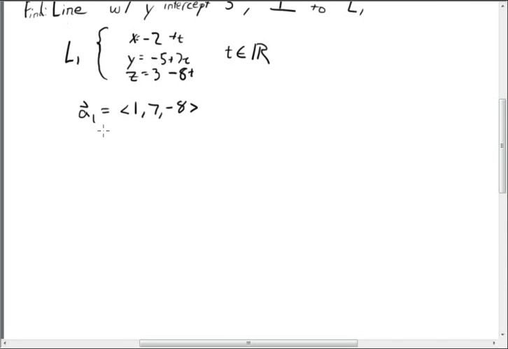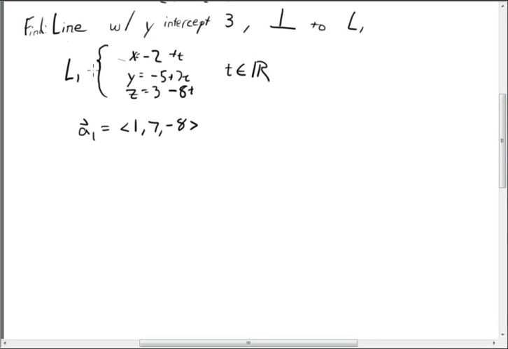So what we do is we now need to find a line perpendicular to this line. And it goes through the y-axis at point 3. So that gives you a point 0, 3, 0, because it's 0 on both x and z, and 3 on the y-axis.